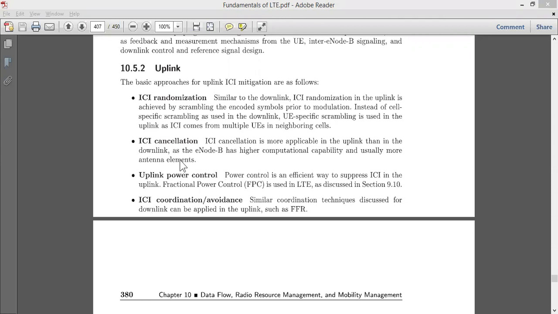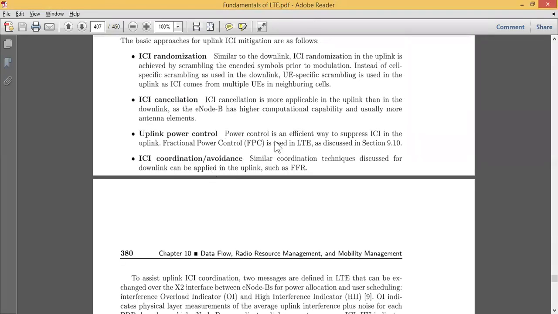Then what is uplink power control? The power control is again an efficient way to suppress the ICI. If you are making use of huge power for the uploading itself, then it becomes a kind of cell interference. So rather than using more power, try to make use of fractional power control, which is used basically in LTE systems.